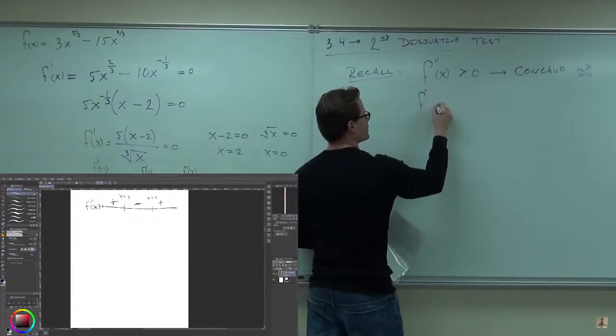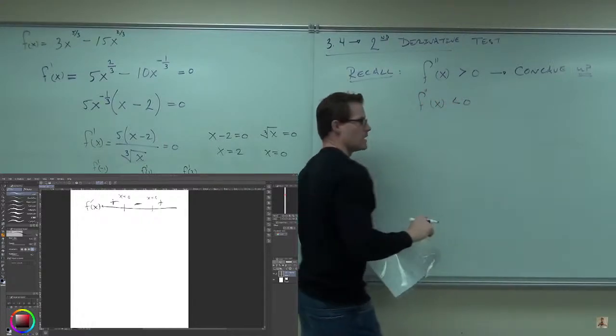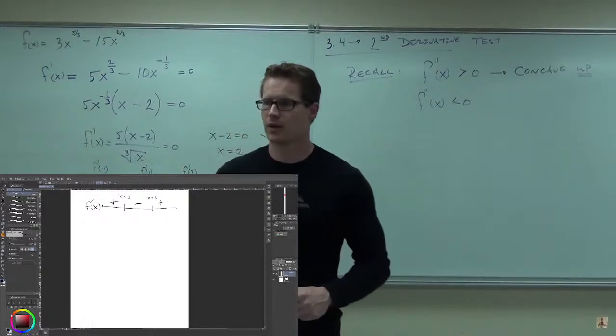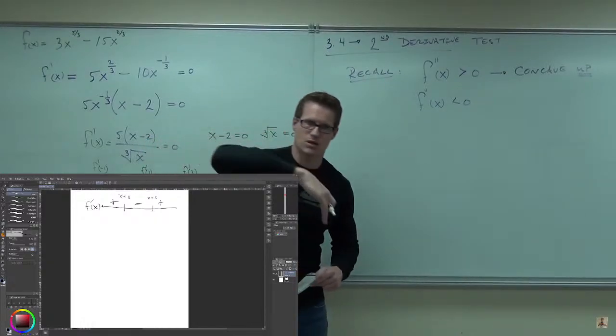Well, that means that if your second derivative is negative, your slope is decreasing. That's going to be a concave down shape.